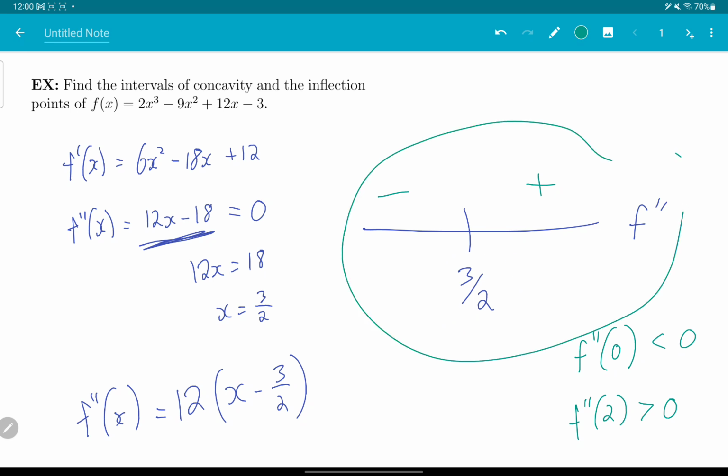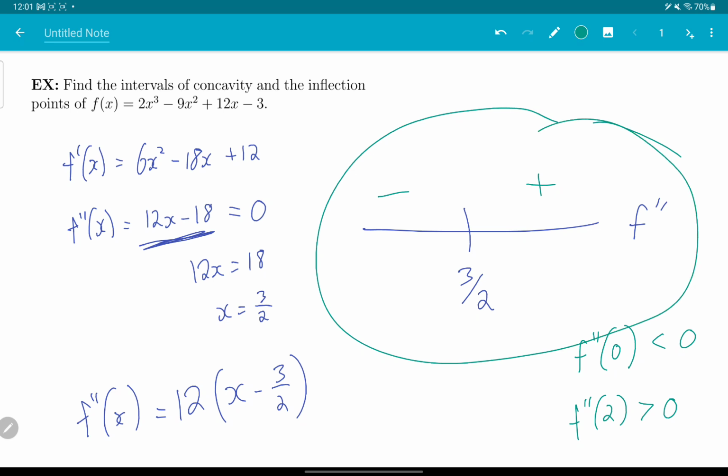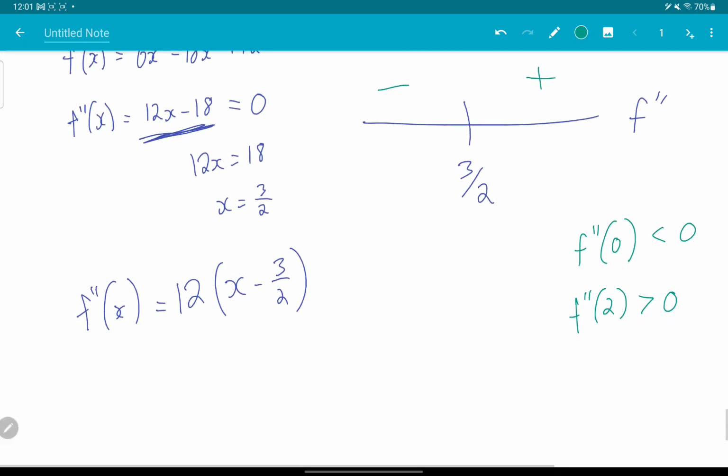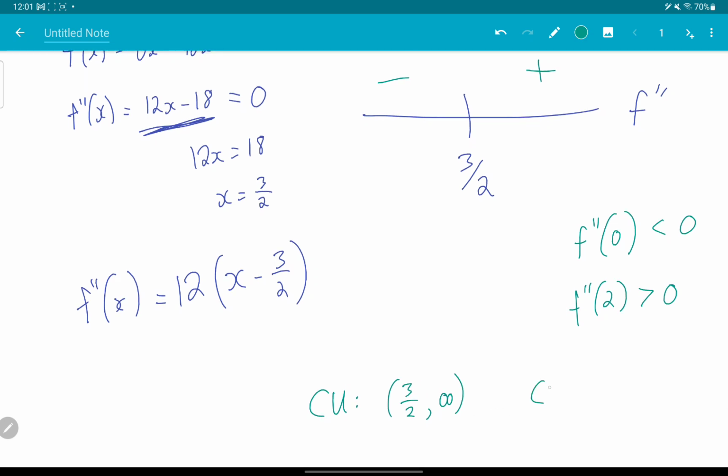Okay, so from this diagram, we can answer our quiz. The diagram basically answers the question. It tells you that you have an inflection point. It tells you concavity. But we can put it into English and say concave up from 3 over 2 to infinity. Concave down on the other side, minus infinity to 3 over 2.